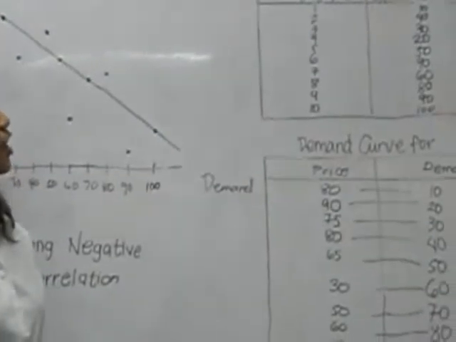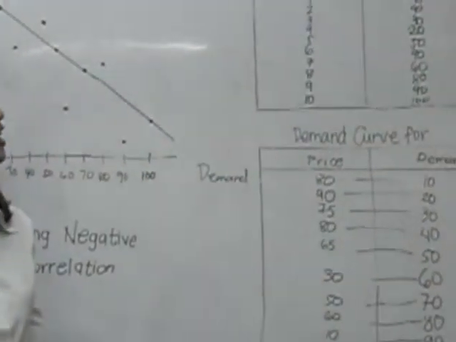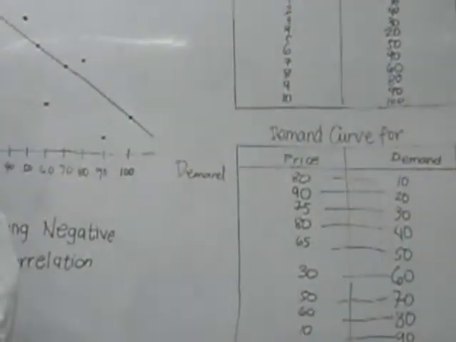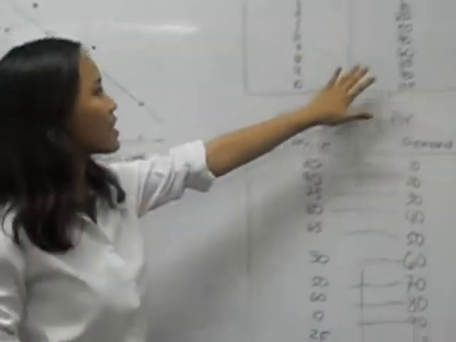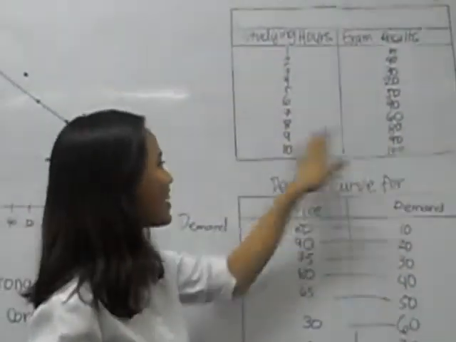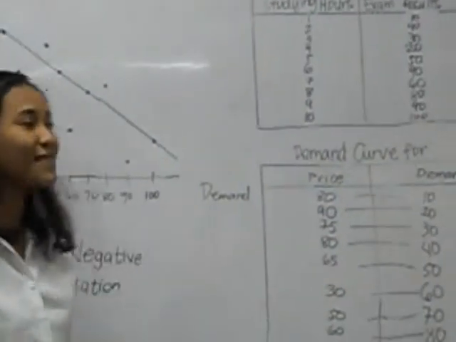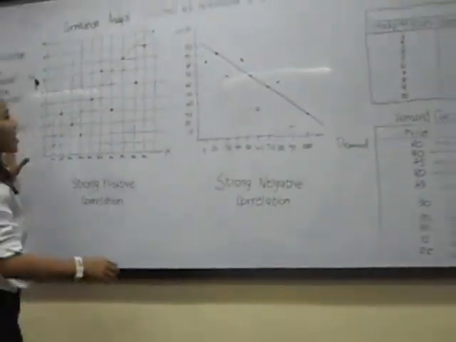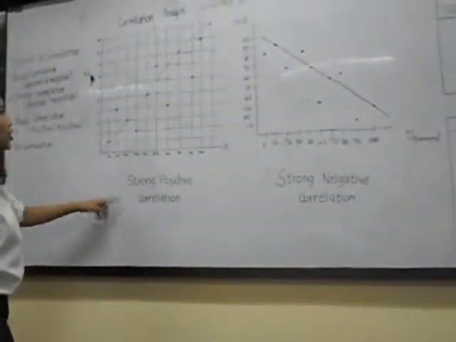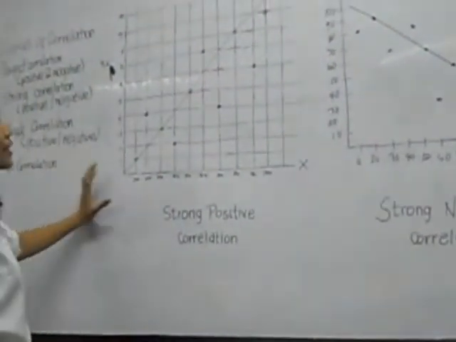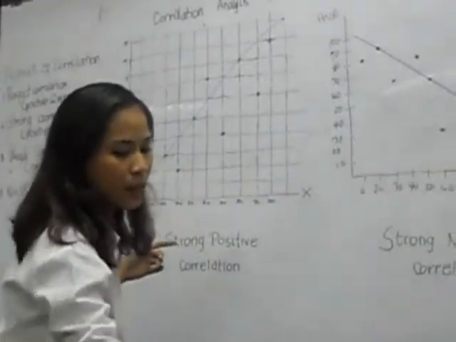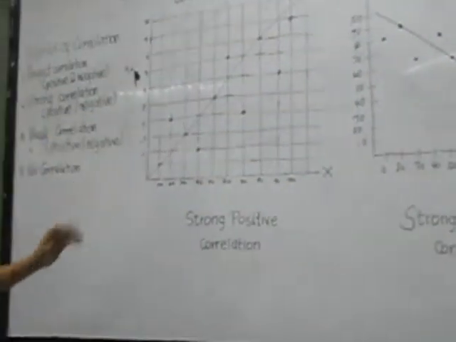For 2 hours, 40. For 3 hours, they get 30. For 4 hours, they get 20. For 5 hours, they get 50. For 6 hours, they get 90. For 7 hours, they get 60. For 8 hours, they get 80. For 9 hours, they get 90. And for 10 hours, they get 100. As we graph the table, we come up with a strong positive correlation because the points in the graph are close to the line.